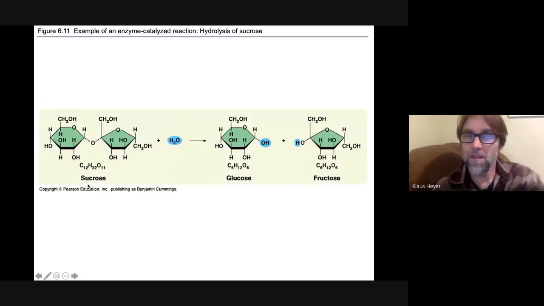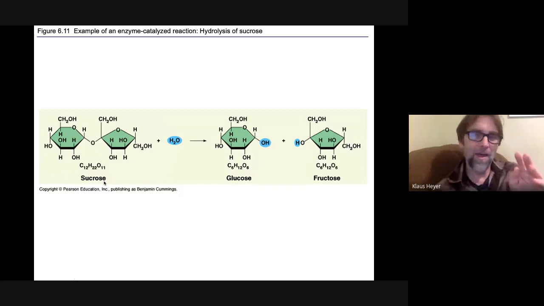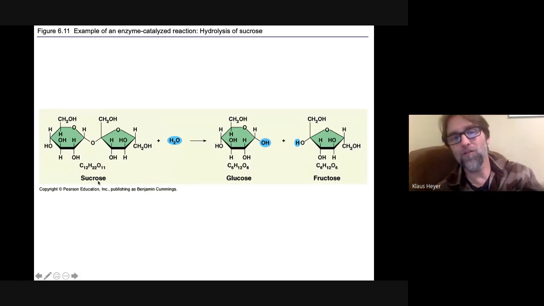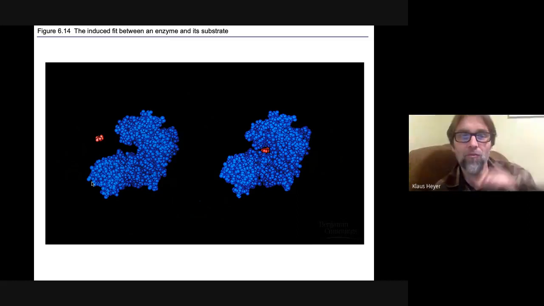Sucrose. This word ends with O-S-E, so it's a sugar, because when I see a word ending with O-S-E, it's going to be a sugar. But I know that the enzyme name for this is called sucrase. So it's the exact same word, just with A-S-E. Because I see it's A-S-E, I automatically know it's an enzyme. And because it's sucrase, I can guess it's an enzyme that breaks up sucrose.